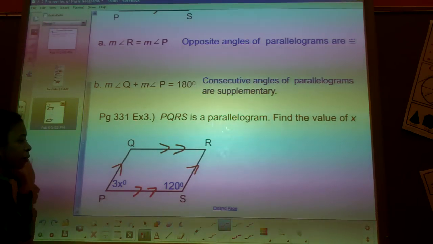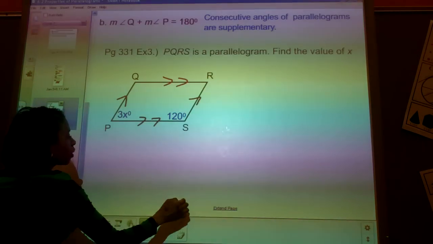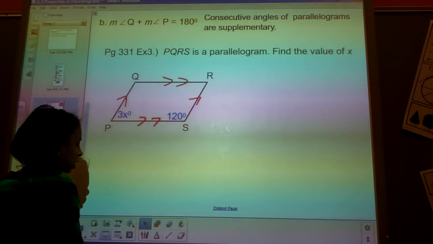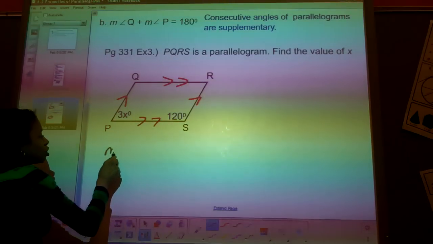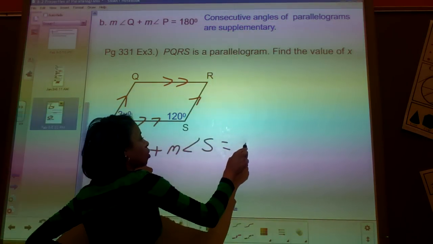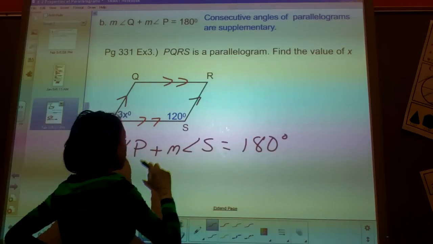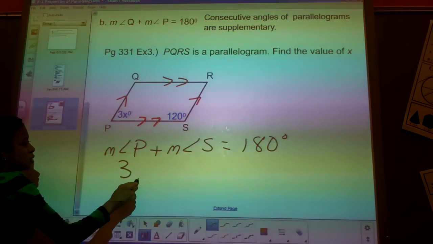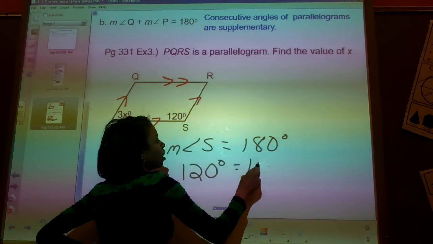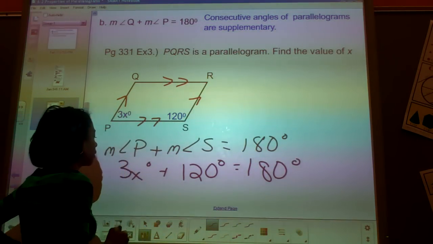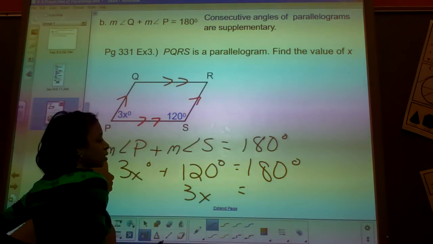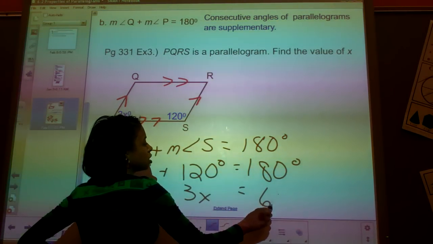And because we know that information, what else do we know about parallelograms? We know that consecutive angles must equal 180 degrees. So the measure of angle P plus the measure of angle S has to equal 180 degrees. By substitution, 3x degrees plus 120 degrees equals 180 degrees. Subtract 120 on both sides. 3x is equal to 60 degrees.